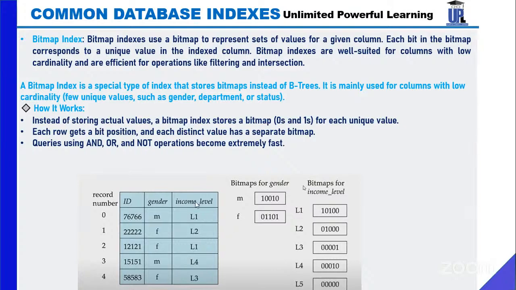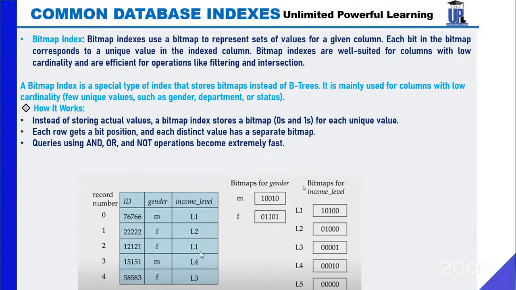If you look at the income level also, if I want to represent it, assume that L1 means 1, 0, 1, 0, 0. So it has done 1, 0, 1, 0, 0. So this is done. Similarly, L2 only one time it is repeated, so 0, 1, 0, 0, 0. So that is L2.